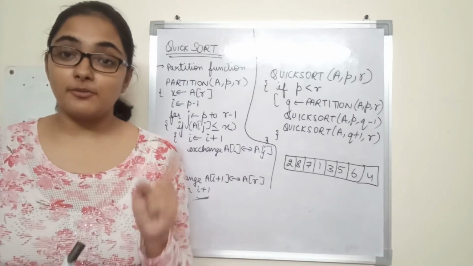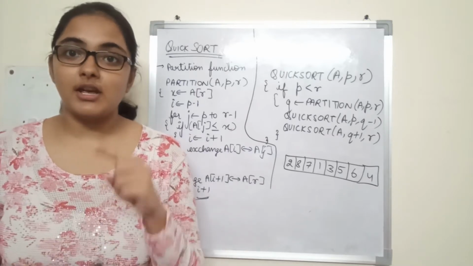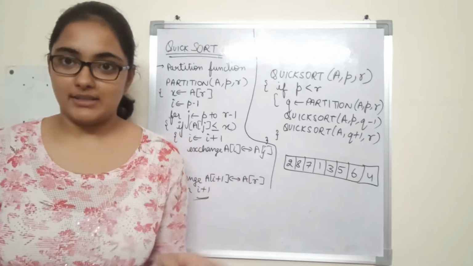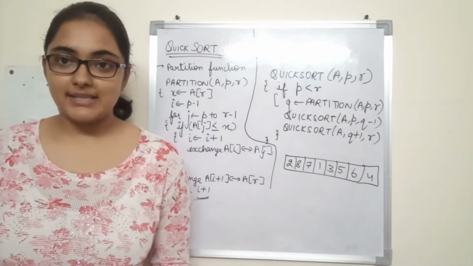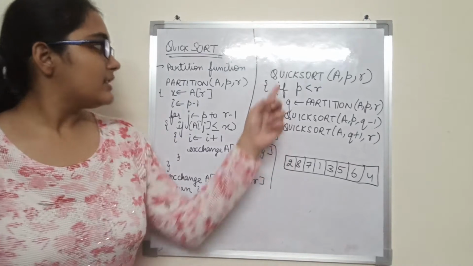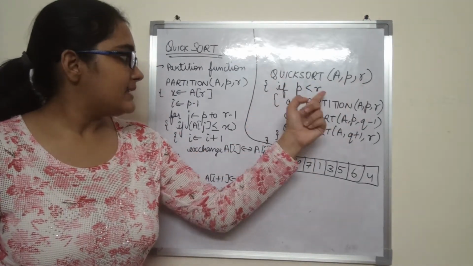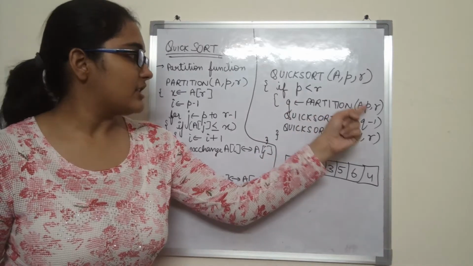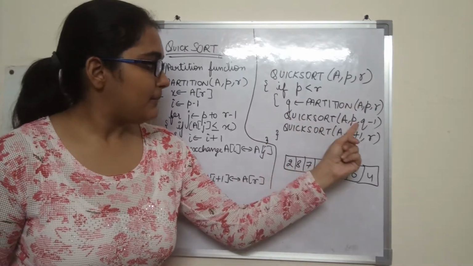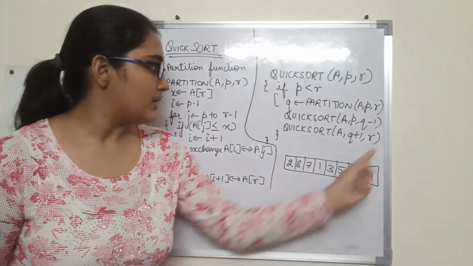If you haven't watched the previous video, please go and watch it, otherwise you won't be able to understand this one. Okay, so now let us see how quicksort works, right? So this is the quicksort procedure. Quicksort(A, p, r): if p less than r, q is equal to partition(A, p, r), quicksort(A, p, q minus 1), quicksort(A, q plus 1, r).